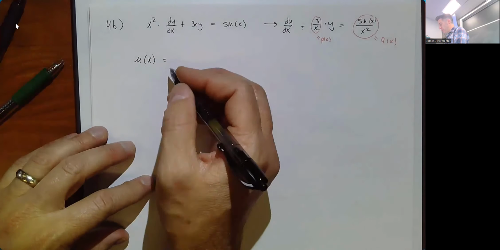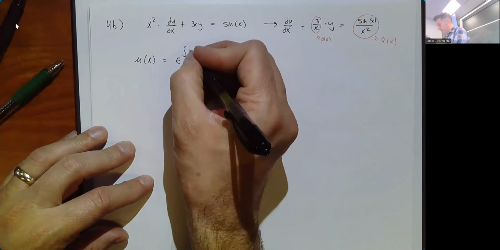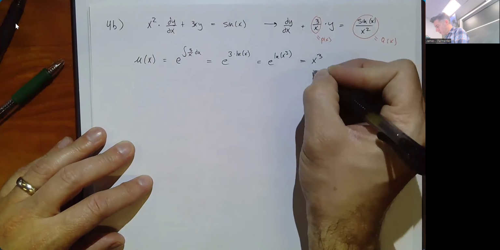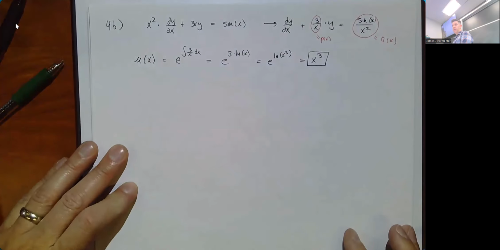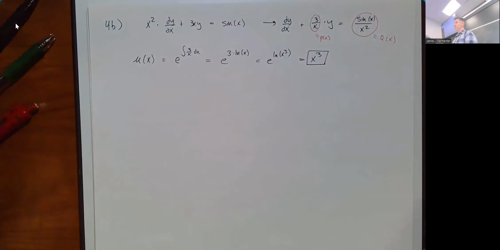So our mu here is going to be e to the integral of p of x. That's going to be e to the 3 times the natural log of x, which you definitely should always simplify. That's going to be e to the natural log of x cubed, which is just x cubed. And then I think he wants you to show this work. If he doesn't, you can jump straight to the answer.